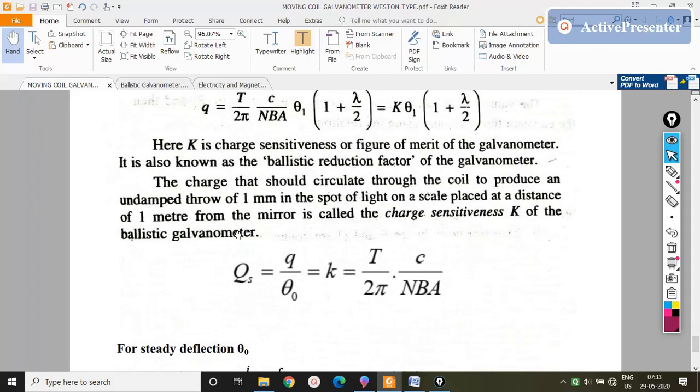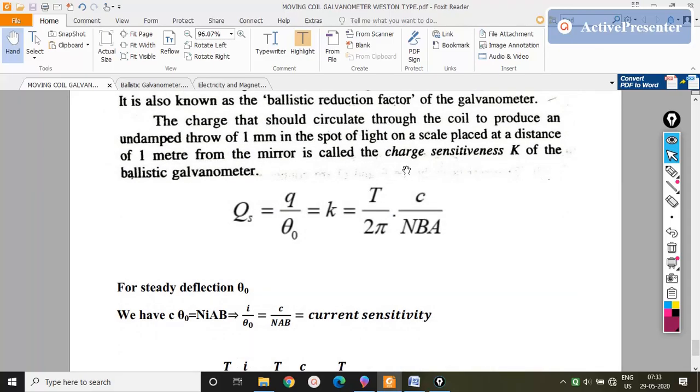Next thing is your charge sensitivity. It is the charge which goes through the coil and produces a throw of 1 millimeter on a scale placed at a distance of 1 meter from the mirror. So this is charge sensitivity. Charge sensitivity is simply Q by theta naught, where Q is the charge and theta naught is the first throw.